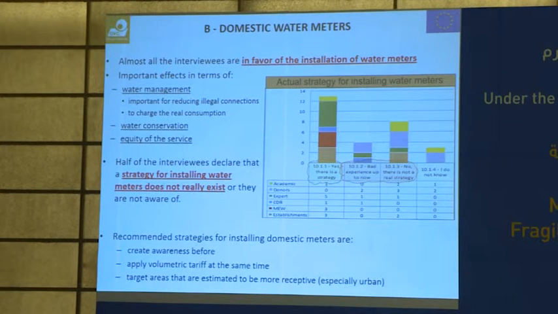As a recommendation for future strategy, they recommend creating awareness first, and applying the volumetric tariff together with the installation of water meters, because what happened in many cases is that water meters have been installed but no volumetric tariff came with them, and applying it in target areas considered to be the most receptive.